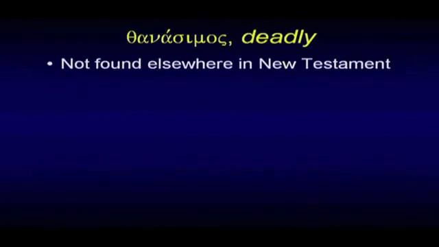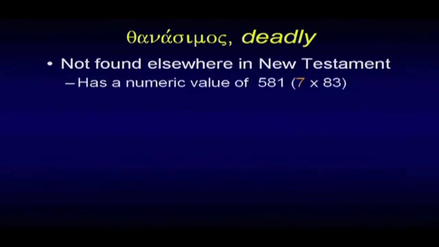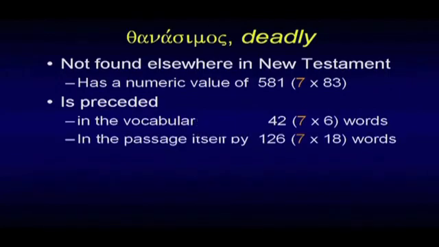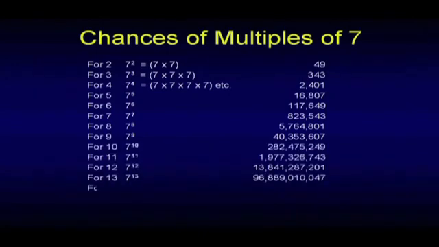I'll take one of these. One of these words is the word deadly. It's not found anywhere else in the New Testament. It has a numerical value of 581, which turns out to be a multiple of 7 exactly. It's preceded in the vocabulary by 42, a multiple of 7 exactly, and in the passage itself by a multiple of 7 exactly. And so I gave you 9 before. I've just added a few more.